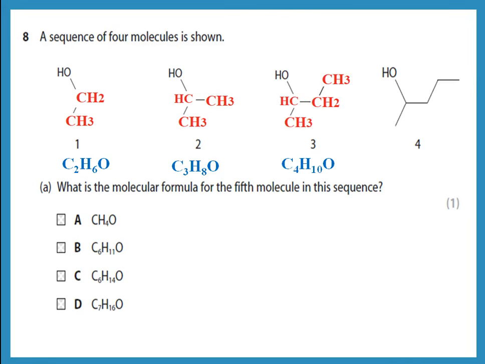If you look at how many carbons, how many hydrogens, how many oxygens, it is C2H6O, C3H8O, C4H10O, C5H12O. So actually, this is the same general formula as alkanes, but just add an oxygen. So what would be the molecular formula of the fifth one? The fifth one will be C6H14O. Okay?